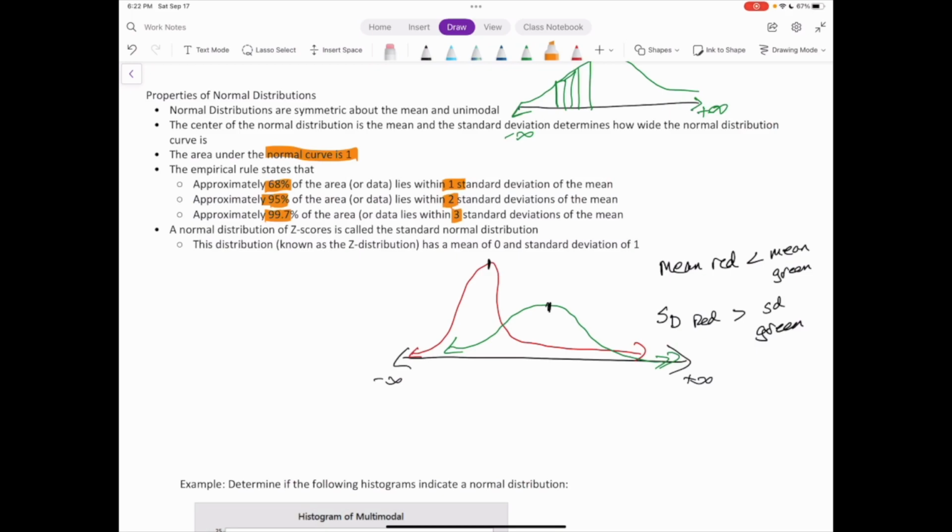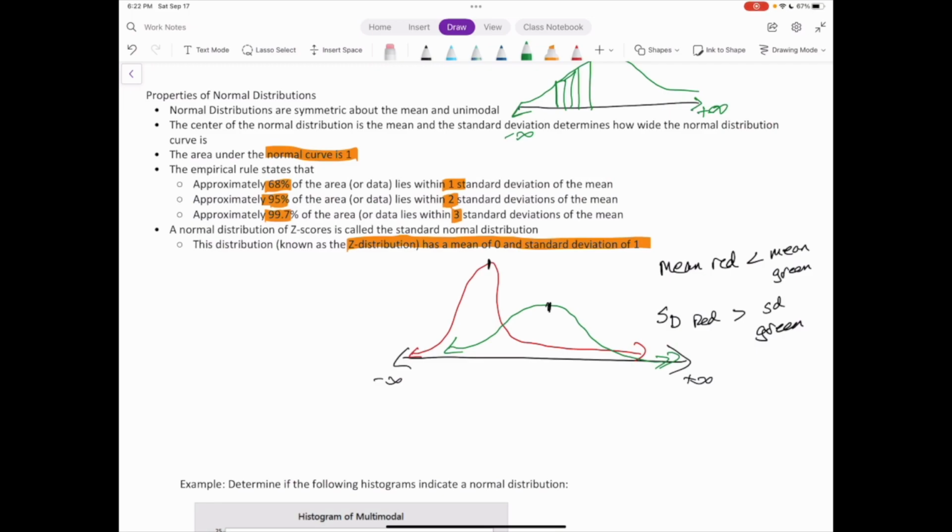And what that is, if we have a distribution of z-scores, right? Remember we talked about that in the previous video. If I have a distribution of z-scores, I have what's known as the standard normal distribution, and it's known as the z-distribution. So whenever you're dealing with the z-distribution, z-scores, your mean will be 0 and your standard deviation will be 1 by default, automatically.